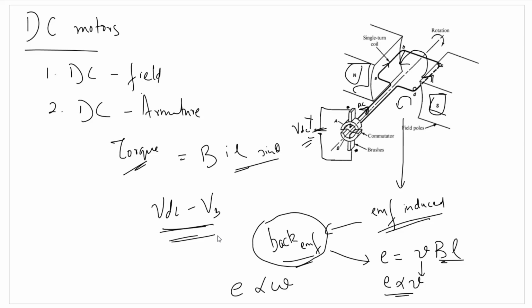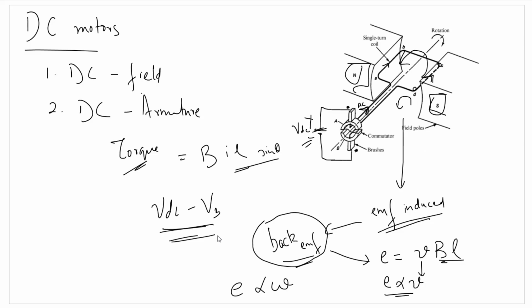Also, we understand that EMF induced is equal to VBL cos theta. Here, the magnetic field will not change since the field windings will be provided with a constant DC voltage source. The length of the conductor cannot change. The velocity of the conductor can change. So, if the DC motor is rotating at a higher speed, the back EMF will be larger. If the DC motor is rotating at a lesser speed, the back EMF induced will be lesser. Accordingly, the voltage available across the armature will be decided. So this is a simple principle of operation of DC generators and DC motors.